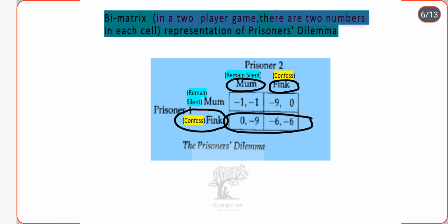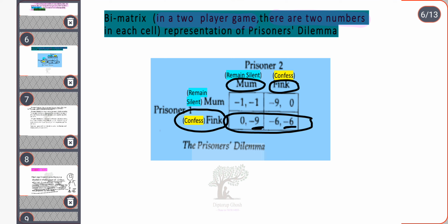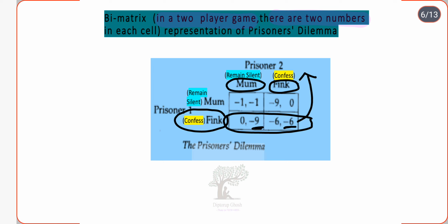If he selects mom, he will get 9 years of imprisonment. And if he selects fink, that is to confess, he will get 6 years of imprisonment. Okay, now understand it properly. Obviously, prisoner 2 will choose 6 years of imprisonment rather than 9 years of imprisonment. So prisoner 2 will choose to confess, or fink.